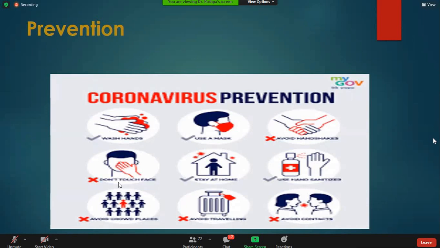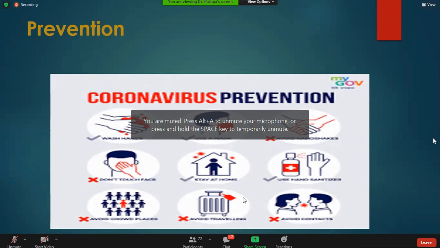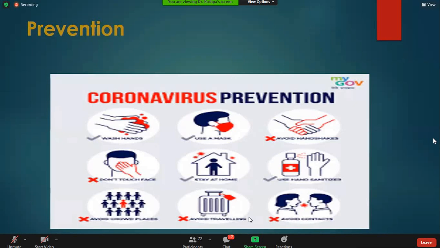So when we are touching something, we have to sanitize it to avoid spreading the infection and getting the infection. Stay at home, and of course, we cannot shake hands, sanitize frequently, and we have to keep distance. So these are the preventive measures that can be taken.